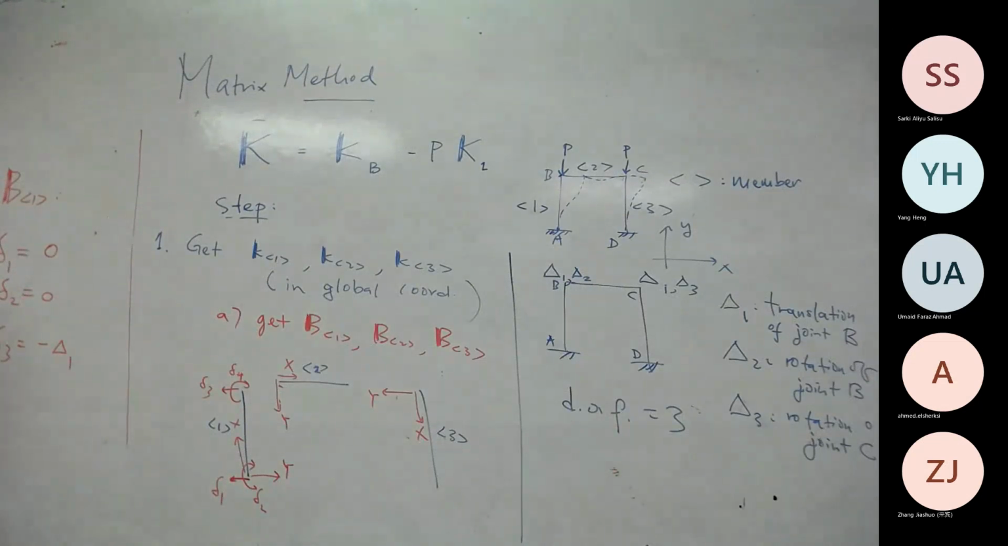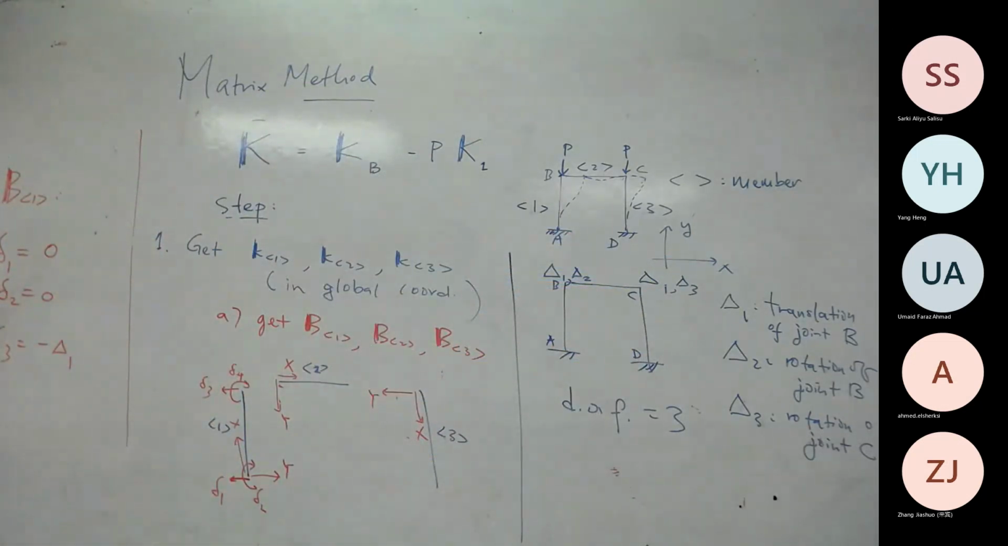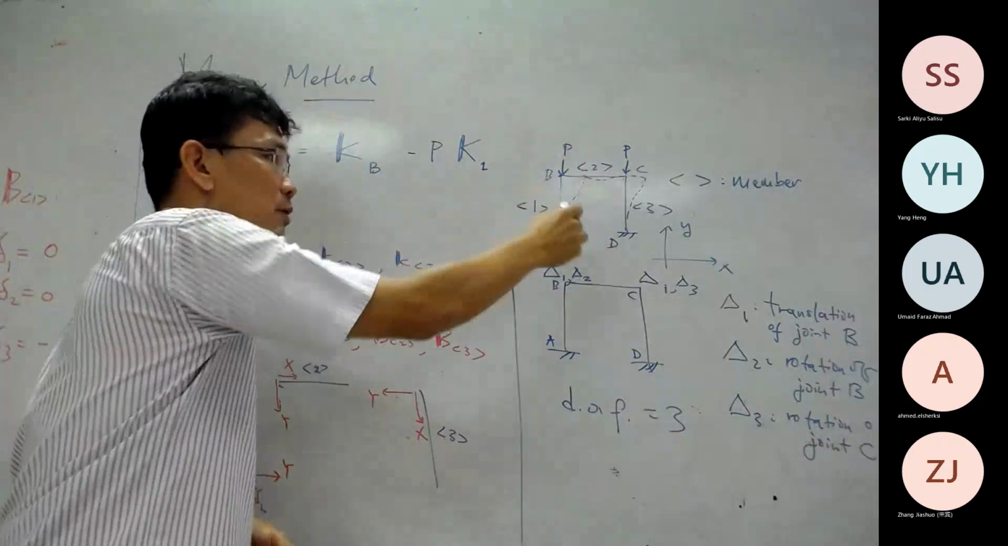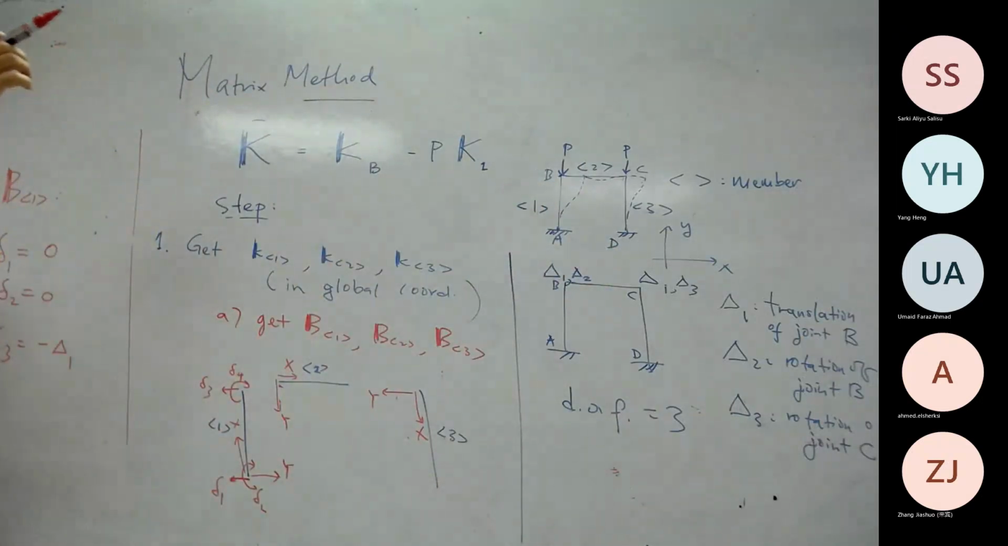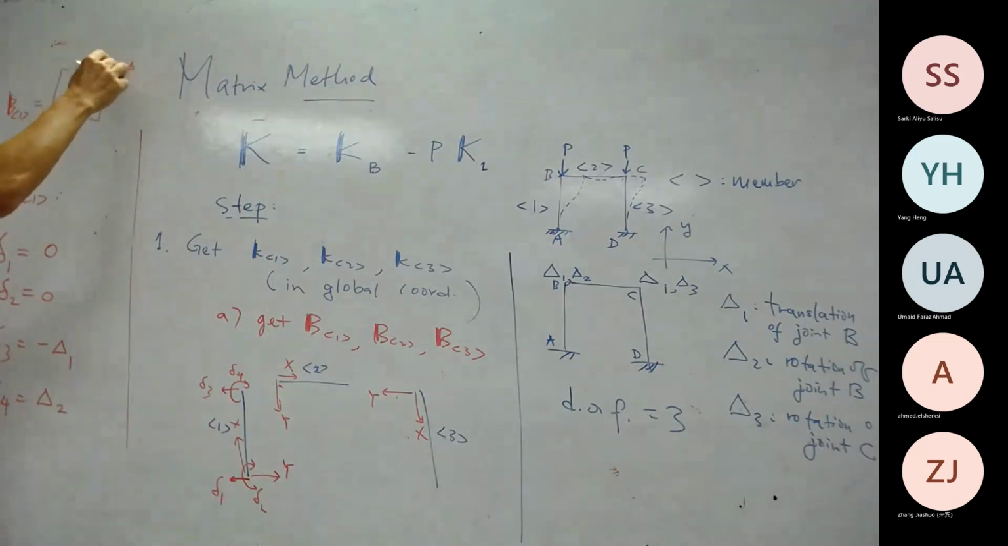Or you can consider this as follow this. If you follow this, then your delta 1 becomes going that direction. So delta 3 will be, because we have to assume here, what is our delta 1 and delta 2? So delta 2 we assume as clockwise. And then delta 4 is equal to delta 2. So in this case, you have to form the B matrix. One, two, three, four.